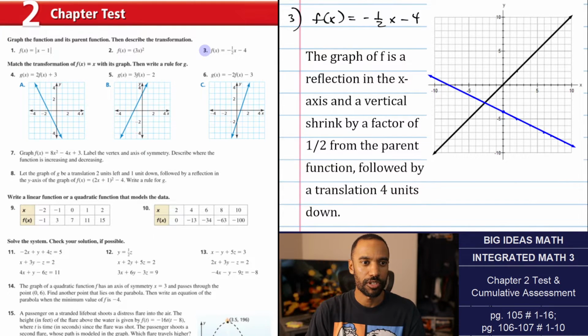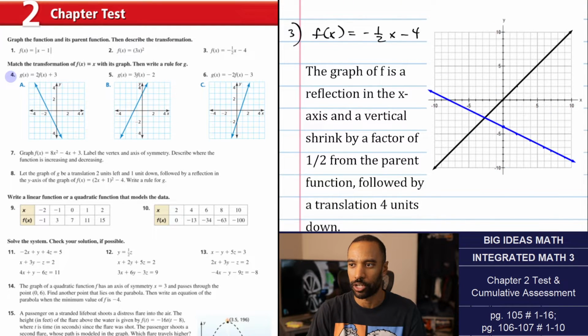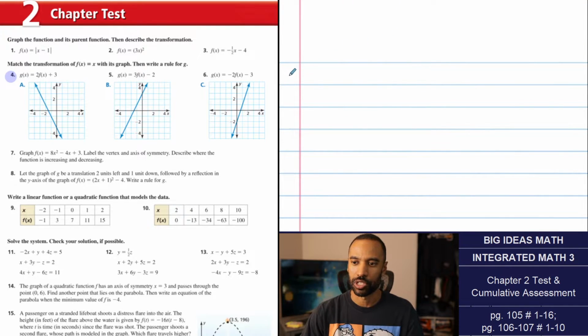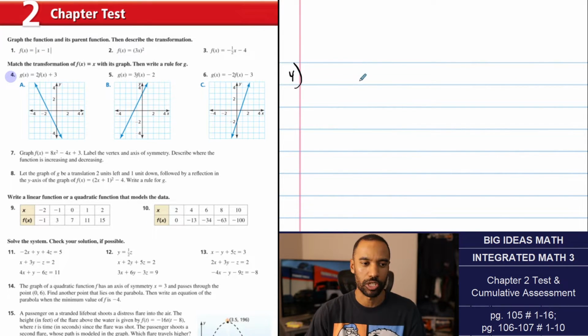All right, let's go to numbers 4 through 6. Match the transformation of f of x with its graph, then write a rule for g. They don't ask us to explain why, so I won't put actual explanations. I will just go ahead and, I guess, probably just copy and paste which one goes there.